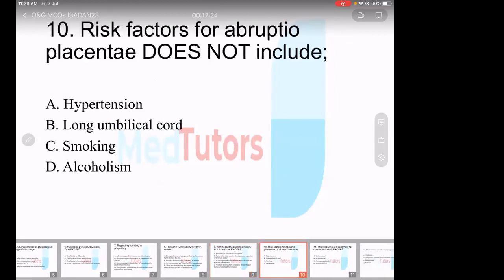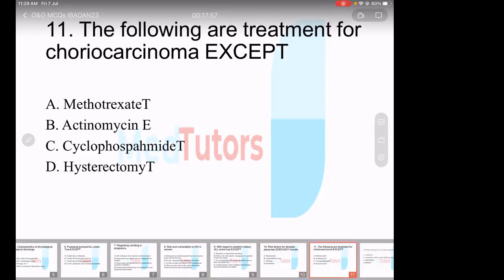Question 10, risk factors for abruptio placenta does not include A, hypertension. Of course, hypertension is a risk factor for abruptio placentae. B, long umbilical cord. Not that I know of. It is not a risk factor. C, smoking. Of course, smoking is a risk factor. Alcoholism, it's also a risk factor. So the wrong answer here is long umbilical cord.